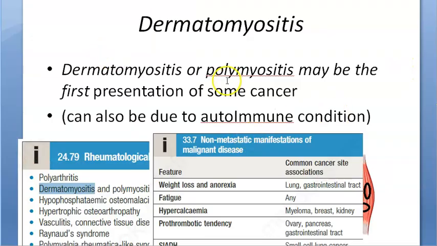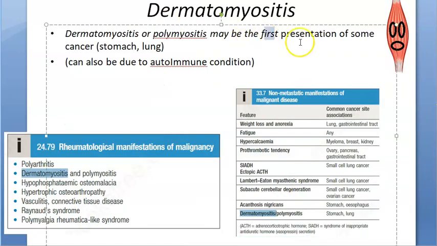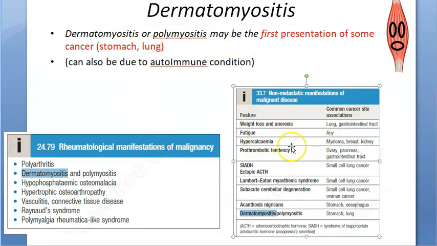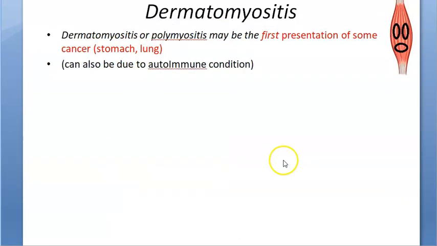So basically, why is this important? This could be the first presentation in some cancers like stomach and lung cancer. Okay, so this polymyositis, muscle weakness, muscle inflammation, or skin changes with muscle changes can be the first presentation of some cancer. But don't worry, it can also be due to some autoimmune conditions. Which cancer are they talking about? Stomach and lung. Okay. What else are we looking at here?